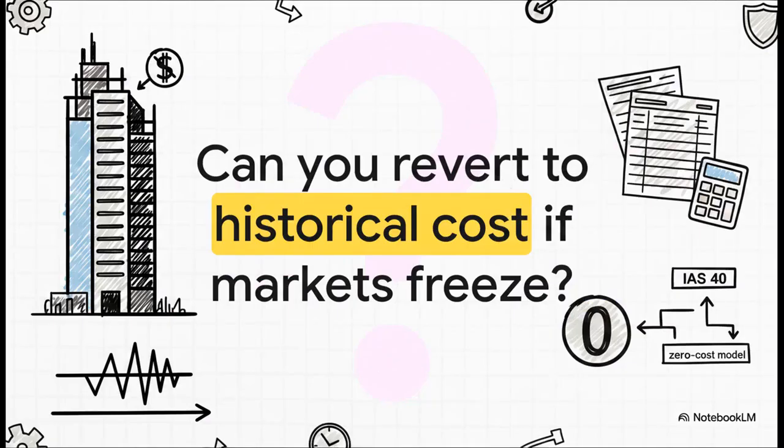As we conclude this explainer, I want to leave you with a provocative thought about the real-world application of all these rules. Imagine the commercial real estate market suddenly stalls tomorrow. Comparable transactions vanish entirely, and fair values become absolutely impossible to measure reliably on a brand new development. Ask yourself, is your accounting system prepared to seamlessly handle the strict exceptions of IAS 40 and immediately revert to a zero residual cost model?